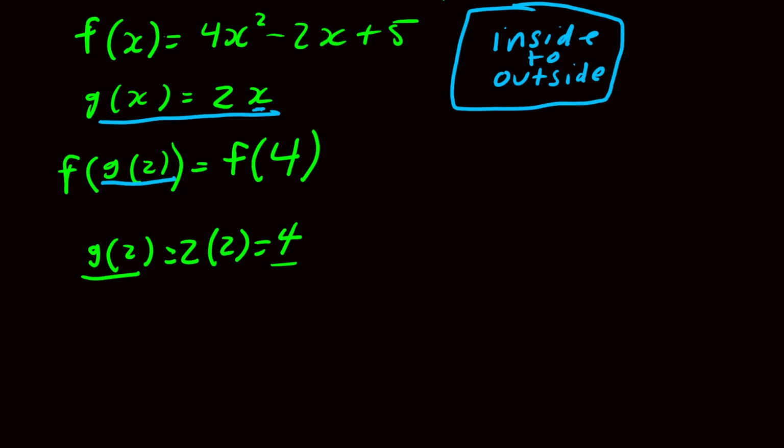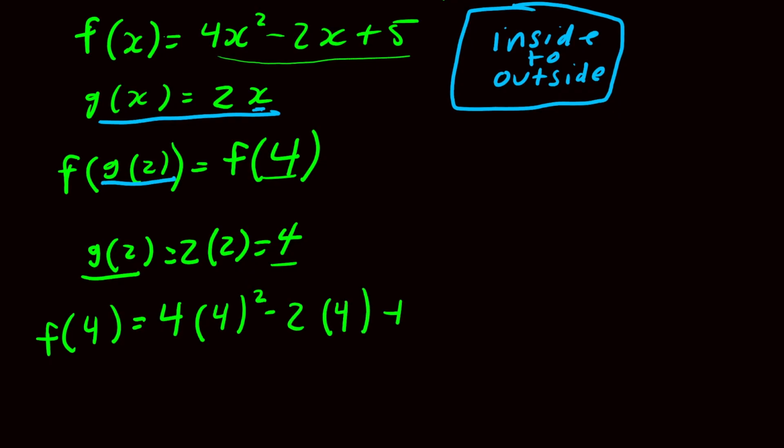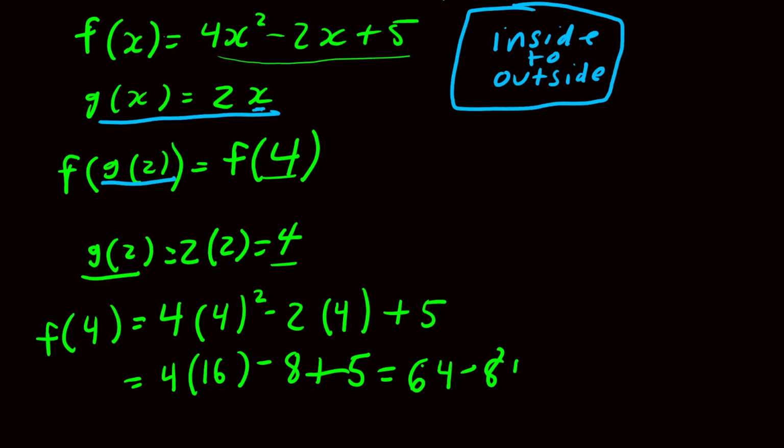f of x equals 4x squared minus 2x plus 5. Now all I have to do is plug in this 4 for all these x's. So let me just write that down here. Sorry, it's a little bit messy. So 4 times 4 squared minus 2 times 4 plus 5, which equals 4 times 16 minus 8 plus 5, which equals 64 minus 8 plus 5, which equals 61. And there's my answer.